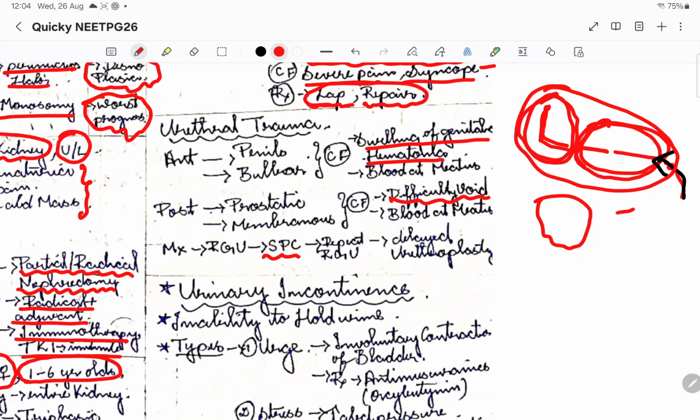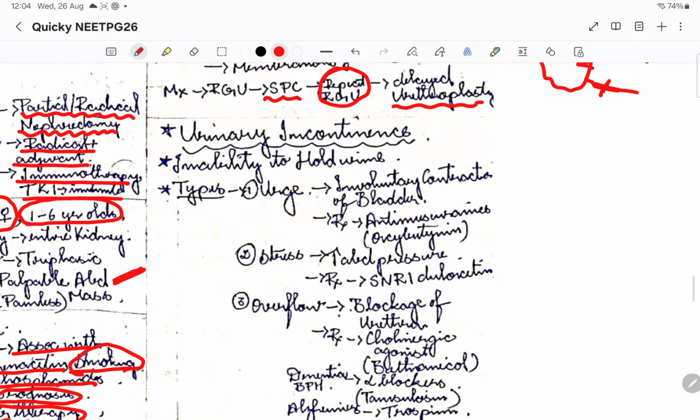So that is why we'll go suprapubically, we'll do one cystotomy and connect the tube for the urination. Then after a while, we'll do the repeated RGU, and we'll do the urethroplasty. Wherever the rupture is, we'll do some urethroplasty. Okay, so this is the management of urethral trauma.